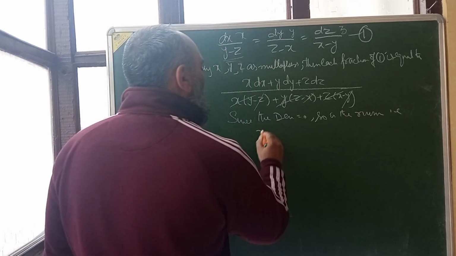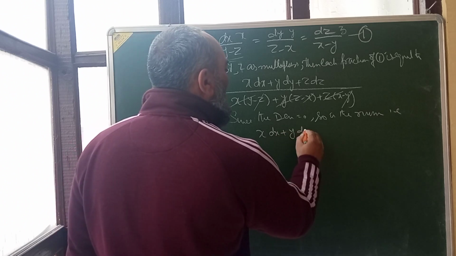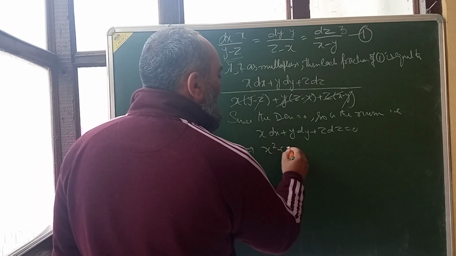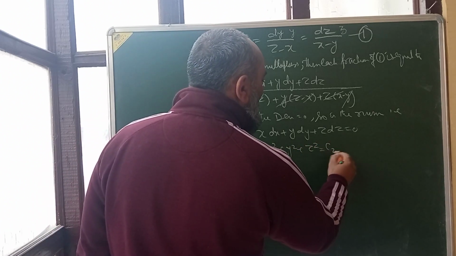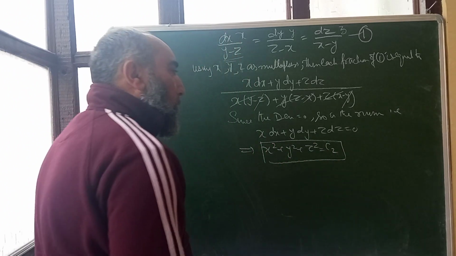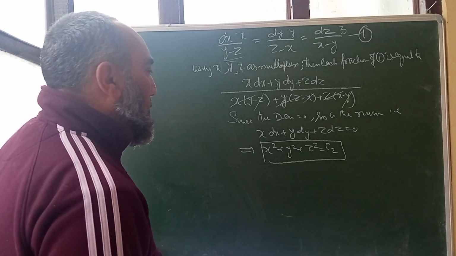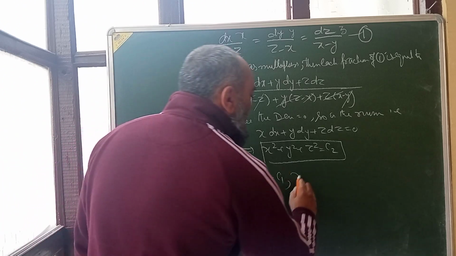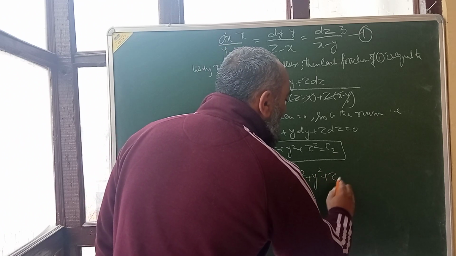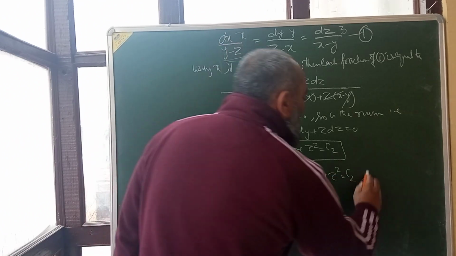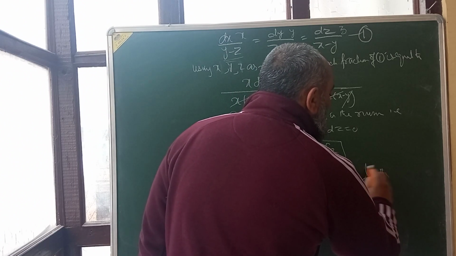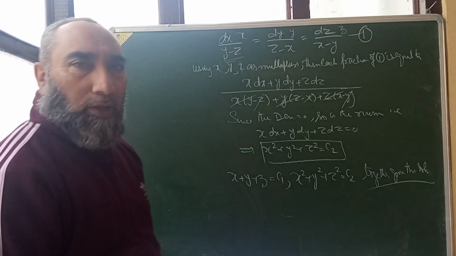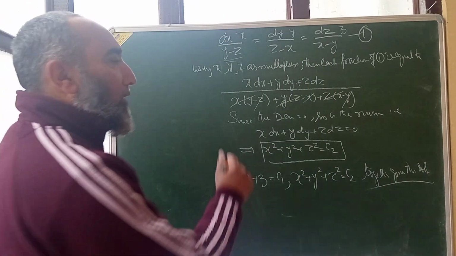That is x dx plus y dy plus z dz equal to 0, which gives us x square by 2 plus y square by 2 plus z square by 2 equals c2. So if that is a and b, it gives us the solution: x plus y plus z equals c1, and x square plus y square plus z square equals c2, together give us the solution. Simultaneous equation. Okay. Now let me take this question.